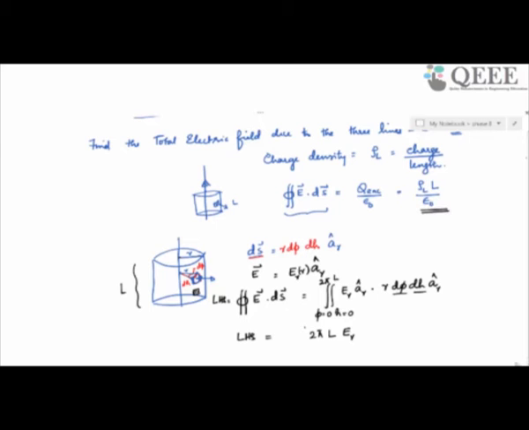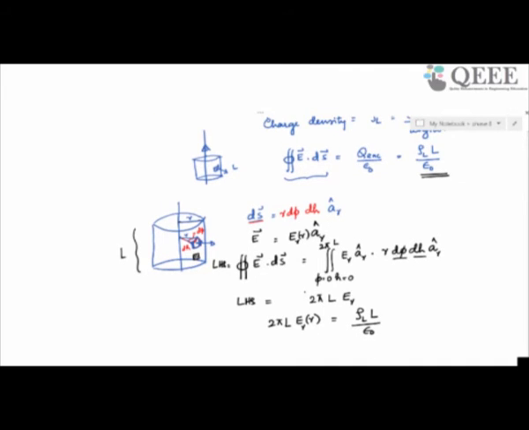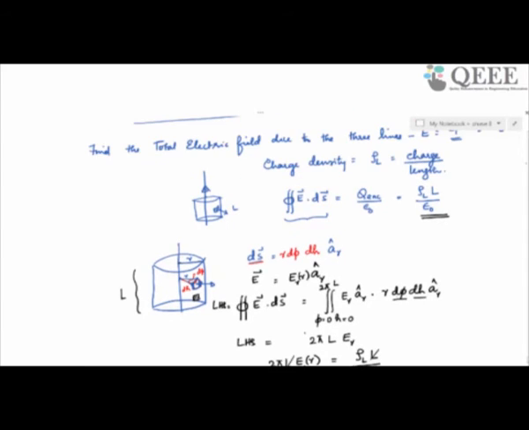Right hand side I already have. So, now if I equate this, 2 pi L E, which is a function of R, is rho L by epsilon naught, which means ER, a function of R, your L cancels out, is rho L by 2 pi epsilon naught. So, this is an expression for the electric field due to a charged wire.